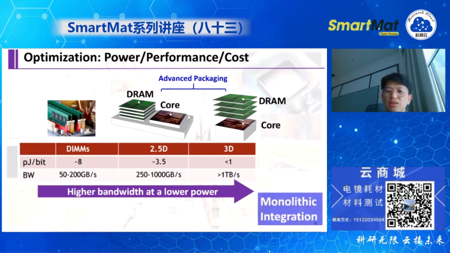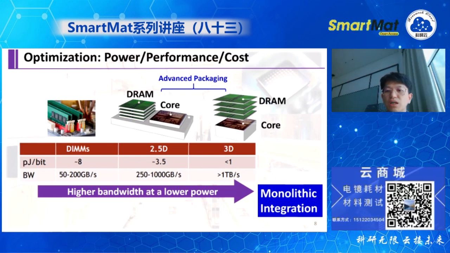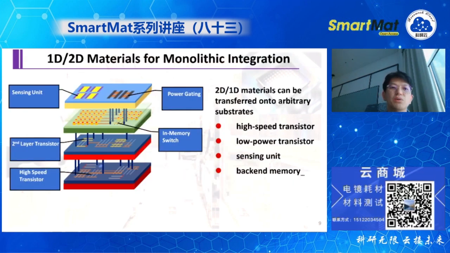And for academic researchers, we should look even further. So what is the future? I think nobody will object that monolithic integration could be the next step. This slide shows an example of monolithic integration. The left-hand scheme shows that if you have a high-speed transistor like silicon CMOS underneath for the first layer, you can deposit or transfer material and then fabricate the second layer transistor.